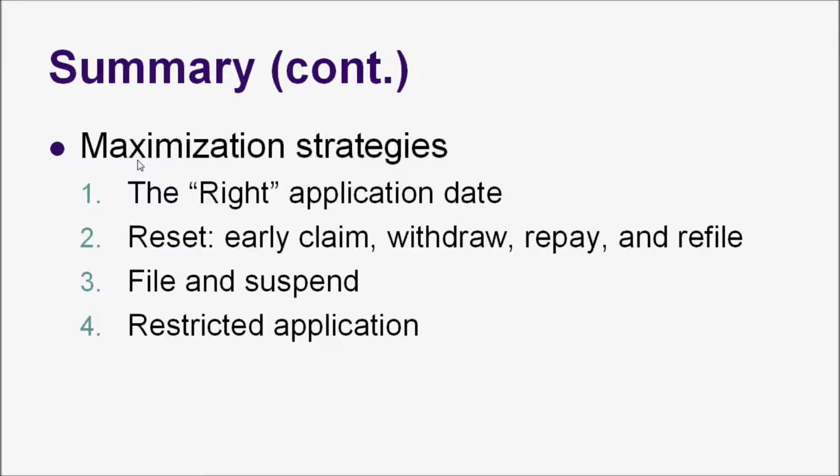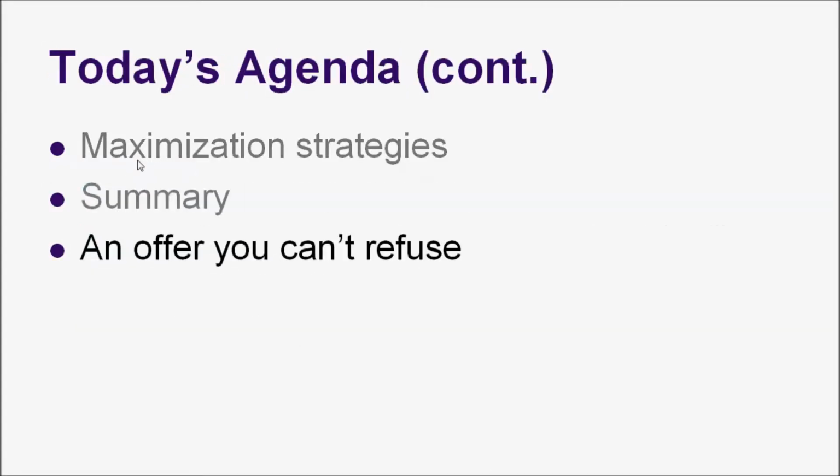The other strategy was the reset: early claim, withdraw, repay, and refile. This was insurance. It was simply a way to ensure that you're going to get something. And then the file and suspend, in which you file but you don't draw, so that your spouse can start drawing. And then the restricted application, which is very similar to the file and suspend.